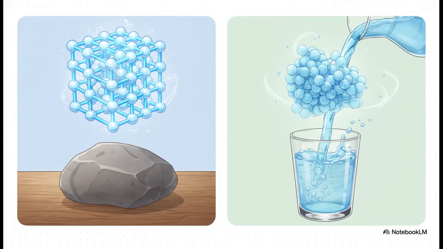So what does this all mean? The absolutely crucial point here is that behavior at the macro level is entirely dictated by rules at the micro level. A stone holds its shape on your table because of incredibly strong attractive forces, keeping those vibrating particles firmly locked together. Meanwhile, water changes shape instantly when you pour it into a glass, simply because its particles can easily just slide right past each other.